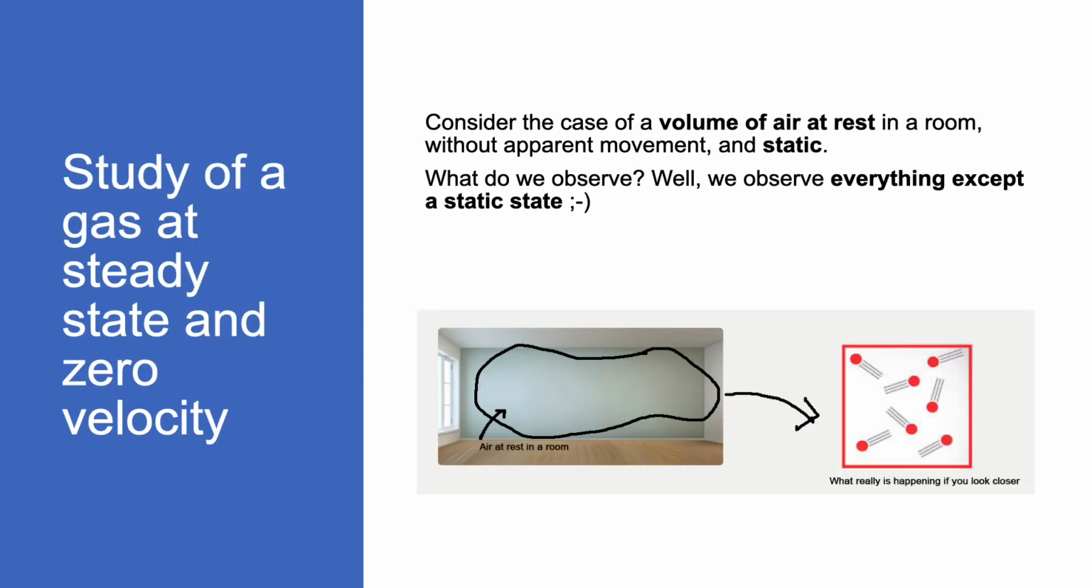So let's start with this study of gas at steady state and zero velocity. Always start with steady state. Think about some air at rest in a room. What do you see? Well, nothing, right? At the macroscopic level, you see nothing. But if you look at the microscopic level, you see basically everything except a steady state. Particles are moving everywhere, everything is in motion, so there's a lot of movement at the microscopic scale.